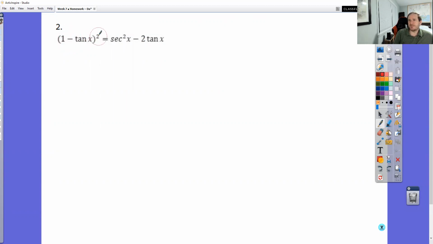I'm going to take this thing and I'm going to actually expand it. I'm going to raise it to the power of 2. So I'll expand it.